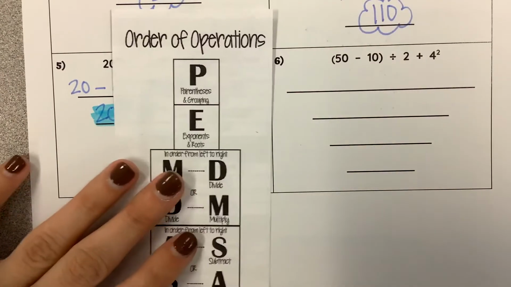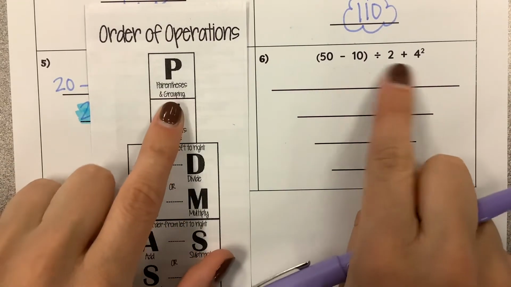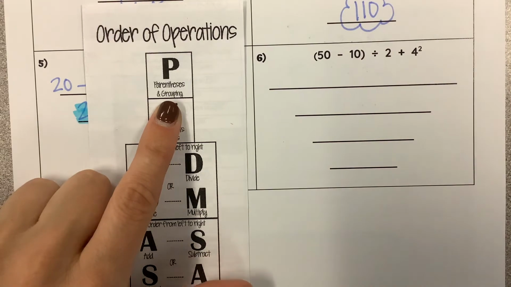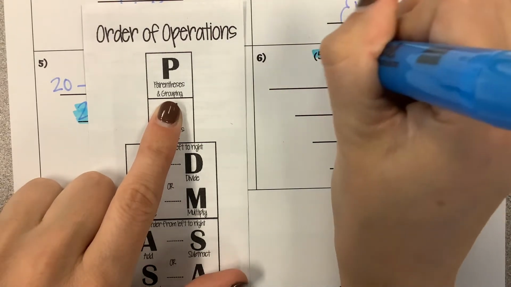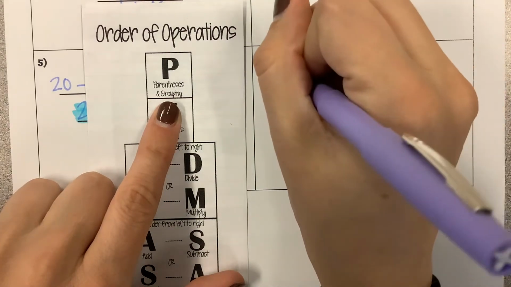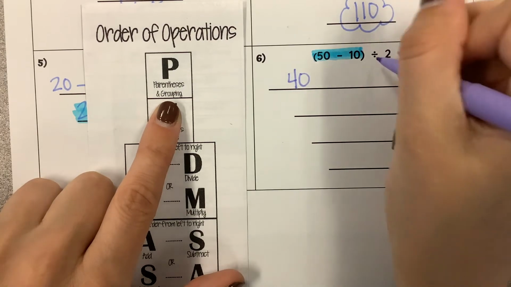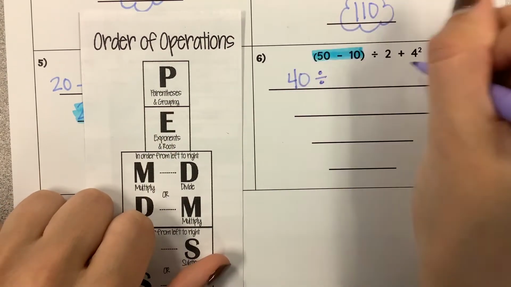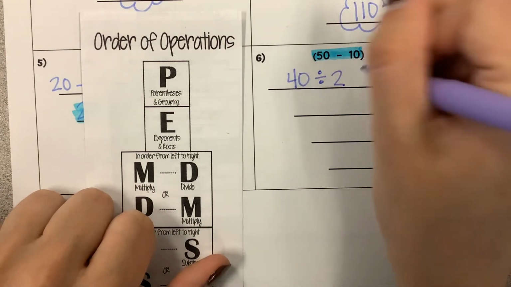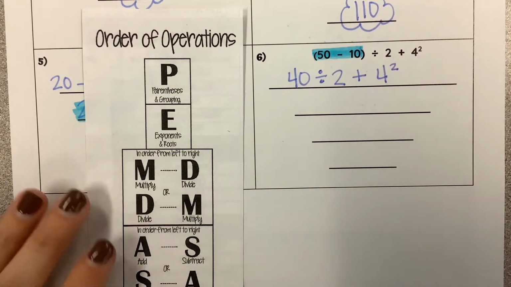All right, let's try one more. Going through our checklist. Is there parentheses? Yes. So we have to start with those parentheses first. 50 minus 10 is 40, and I'm going to write that all the way on the left here. And bring anything else down. Bring down our division, bring down the 2, bring down the plus, bring down the 4 squared.